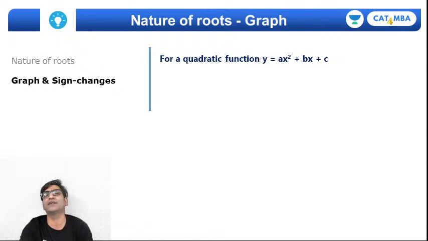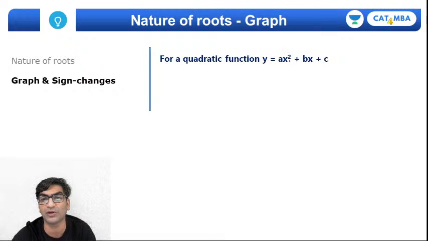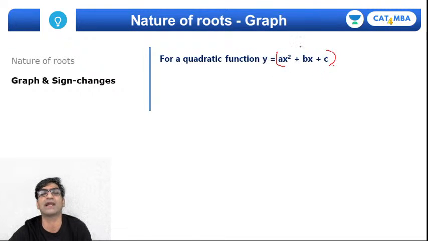So let's talk about the quadratic function. For a quadratic function y is equal to ax square plus bx plus c, why are we calling it a quadratic function and not a quadratic equation? First of all, it does not have equal to 0, and it has two variables, y and x, right? So this is like a polynomial. y will store the value of the quadratic polynomial, and I make a graph of it.